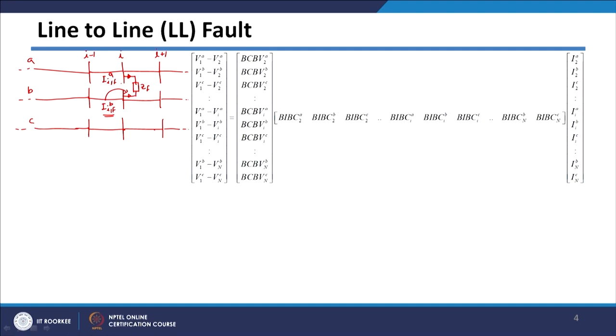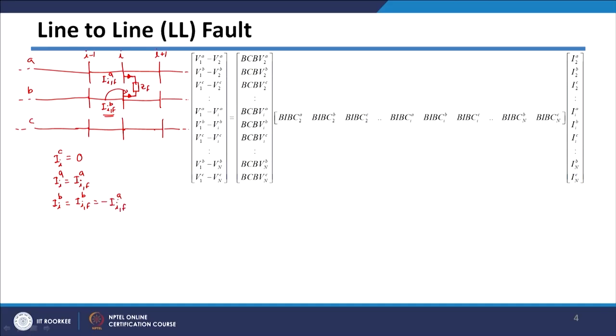If you consider the terminal conditions, since C phase is not faulted, the C phase current will be equal to 0, the A phase current will be equal to the post fault current of A phase, and in case of B phase it will be the post fault current of B phase. However, we can see that these two currents are opposite in direction here. This current is in this direction, and the fault current in B phase is actually in this direction. So I can say this is equal to minus of the fault current in A phase.